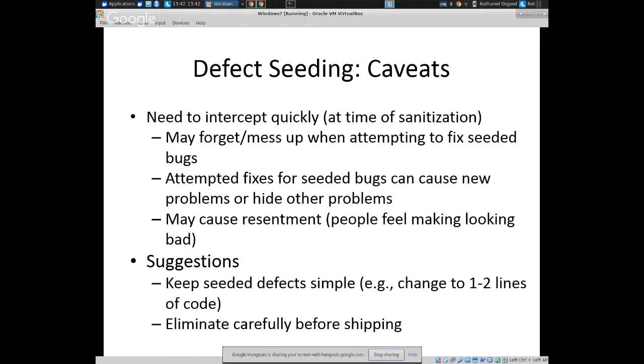You also want to intercept these quickly, right? You've got this defect discovery pipeline, and you don't want these to be acted on by developers to fix them, because after all, they're artificial bugs. You want to catch them at time of sanitization. What is sanitization? You're doing what with sanitization?